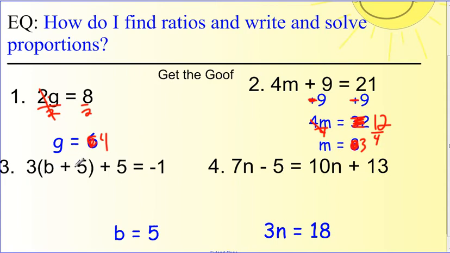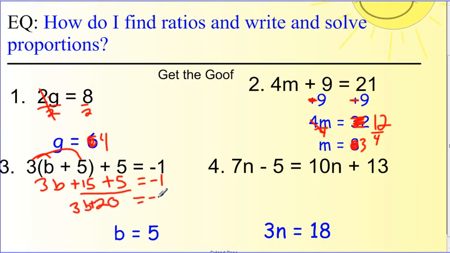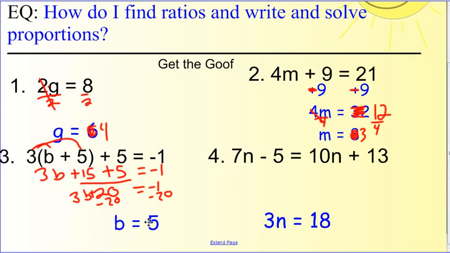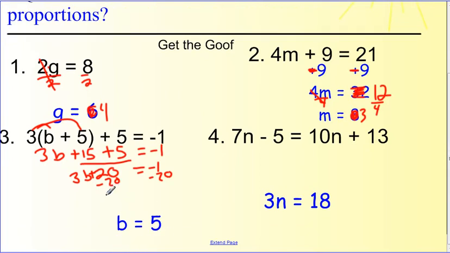Number 3, we have parentheses, so we have to start by distributing. We get 3b plus 15 plus 5 equals negative 1. I can combine those two things together, 15 plus 5. They're both positive, so that gives us 20. Then I subtract 20 here, subtract 20 there. That gives me 3b equals negative 21, divide by 3, divide by 3, cancel. B equals negative 21 divided by 3 is negative 7.